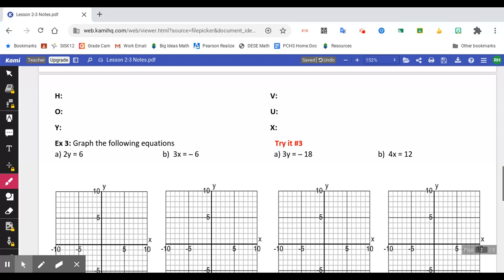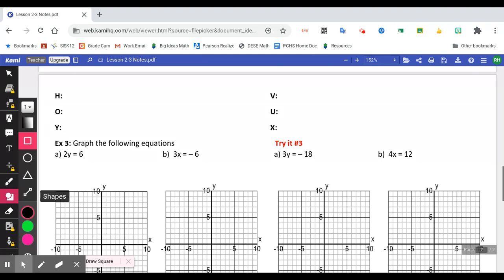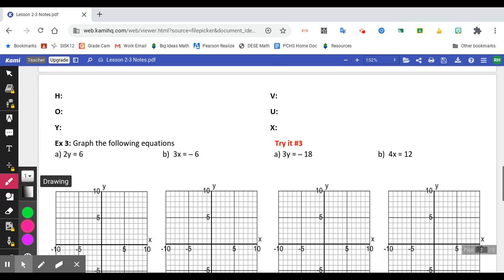Okay, so switching gears. Now we're going to talk about our two special types of lines, which we did with slope, and it was undefined and zero slope. Okay? Those types of lines are special with their equations as well. So I want you to pay close attention.